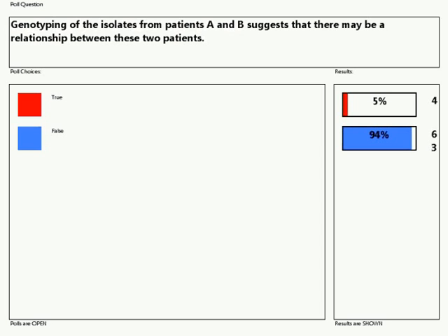And it looks like 94% of the people say false, and they're correct. These results are completely different, and that would suggest that there is no relationship between the two patients with these isolates.